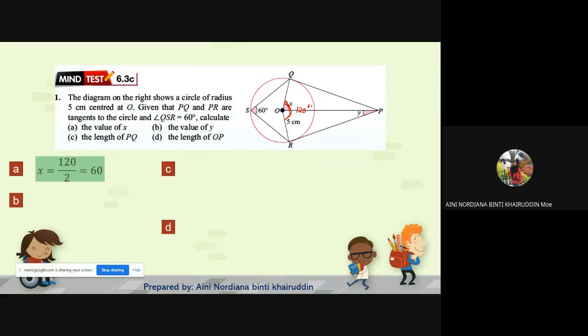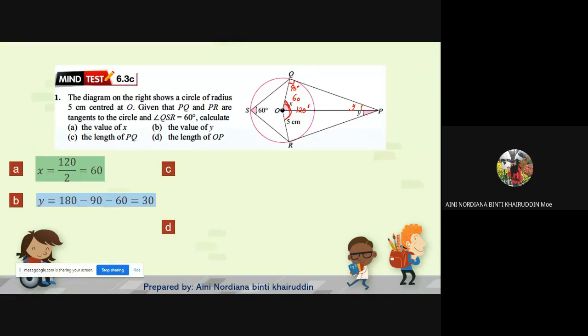B, the value of Y. This angle also same to this angle. So angle at here 90 degree. Because QP is a tangent, QO is a radius. So angle at here is 90 degree. So in order to calculate the value of Y, 180 minus 90 minus 60 equals to 30. So answer is 30. C, the length of PQ.